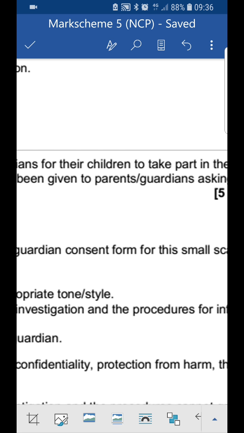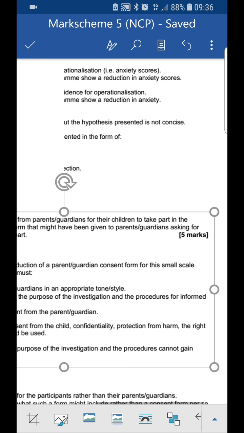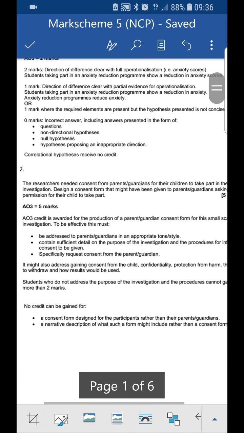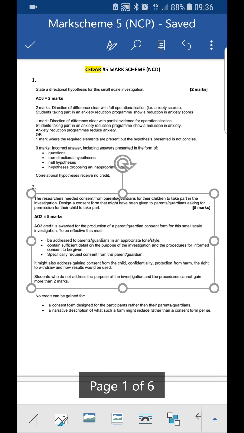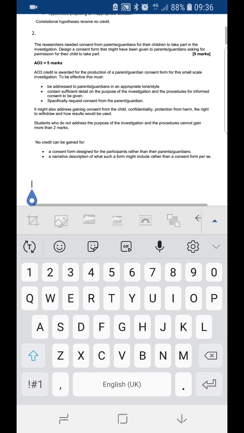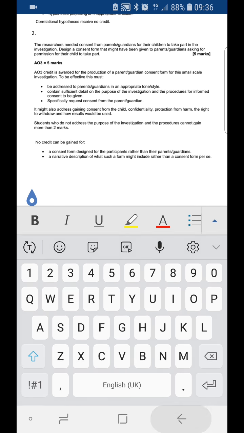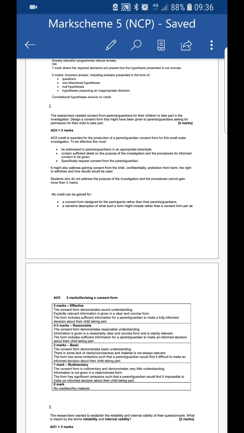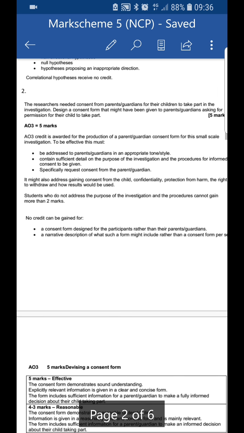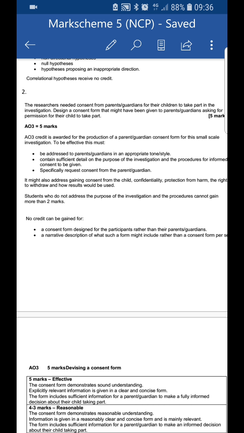You didn't write it to the parent or guardian. Now, the question actually says that it's got to be written to the parents or guardian, and as you can see at the end there, it says design a consent form that might have been given to parents or guardians asking for the permission for their child to take part. So you weren't getting the credit there at all, because you didn't write it to the parent guardian.